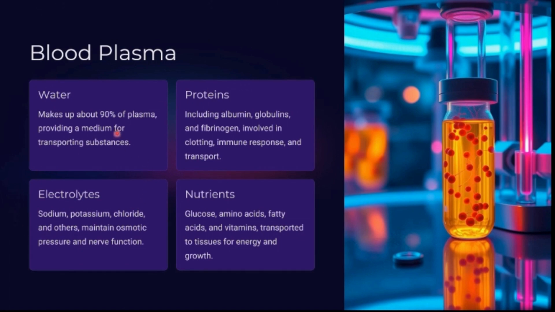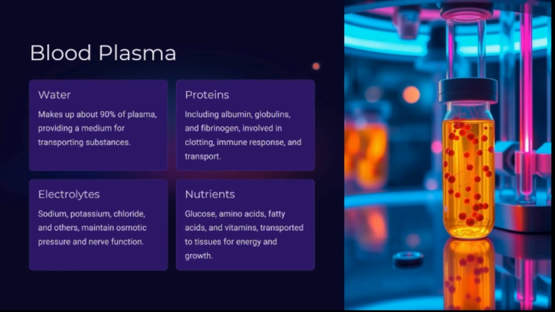So we saw water, it is 90% water. We saw the proteins. Electrolytes, sodium, potassium, chloride and others, maintain the osmotic pressure and nerve function, which is very important. Albumin maintains the osmotic pressure, whereas nutrients such as glucose, amino acids, fatty acids and vitamins are transported to tissues for energy and growth. So it has many functions: it provides water, and has protein, electrolytes and nutrients.